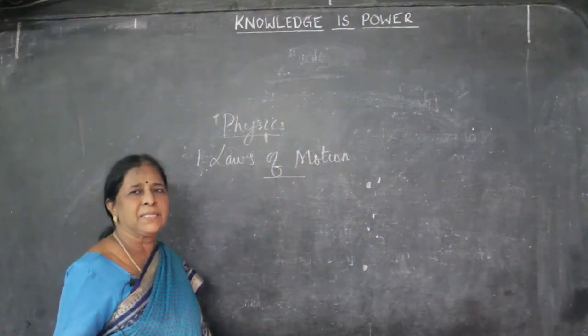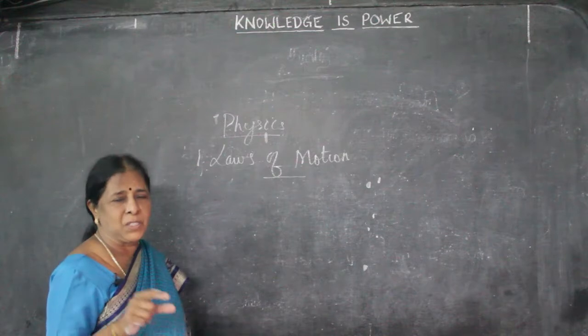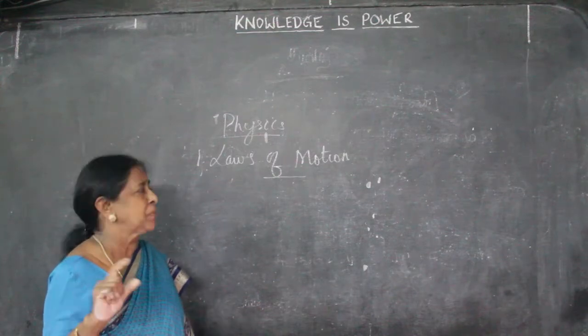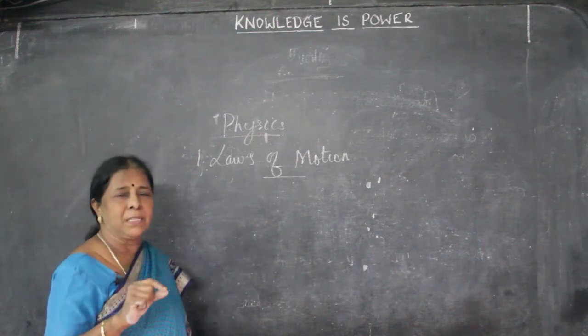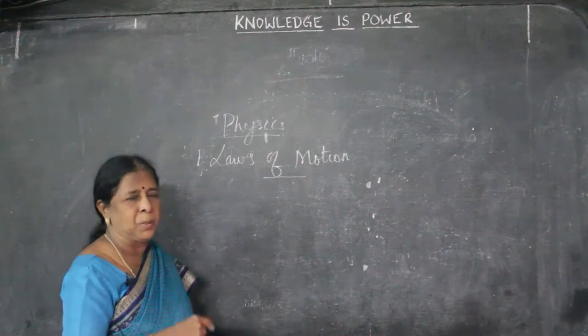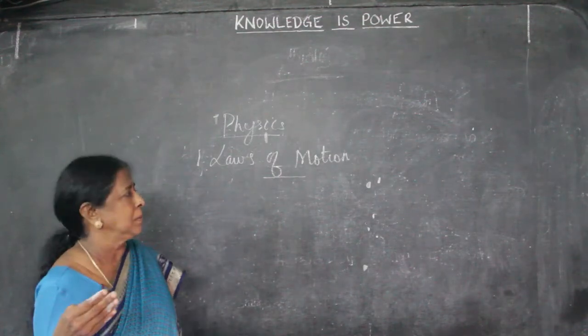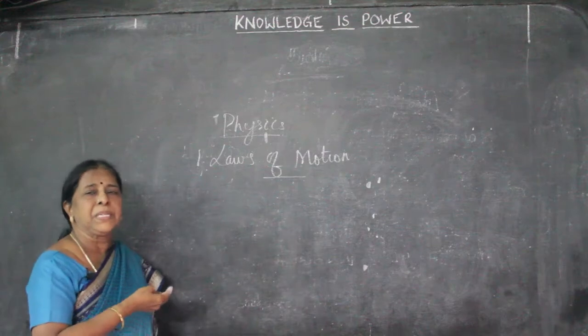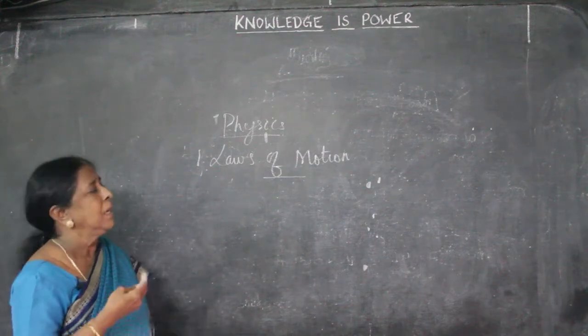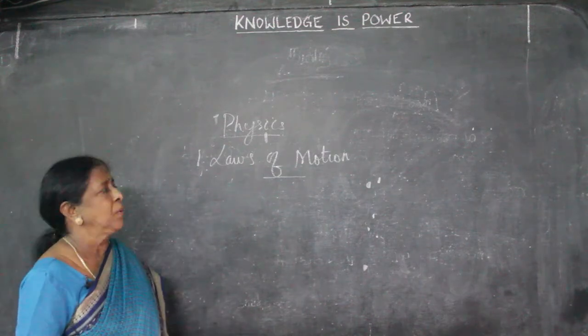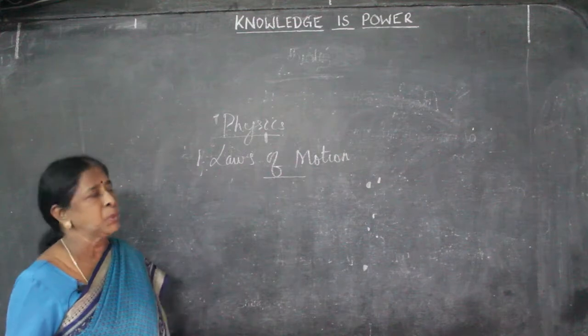Let me continue the class. In the previous class, I said what force is and what the different views of the scientists are, and we have seen inertia, that is the position of the object, and how force acts upon it. Based on force, inertia can be divided into inertia of rest, inertia of motion and inertia of direction. Now we have to see what the laws of motion are.